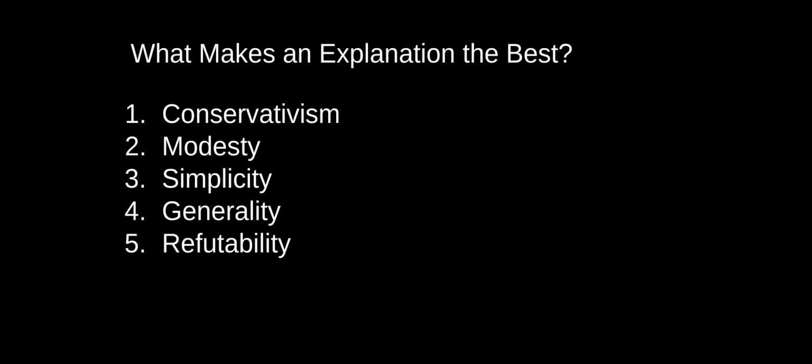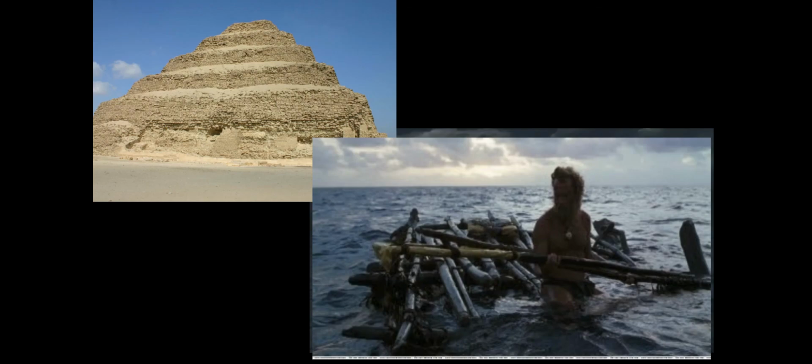Their account is to say, look, better explanations are explanations that have these five traits. They're more conservative, more modest, simple, general, and refutable. So if you've got two different hypotheses, two different explanations about, say, how Mars is moving, then what you want to do is evaluate those explanations against these five virtues and see how they stack up with one another.